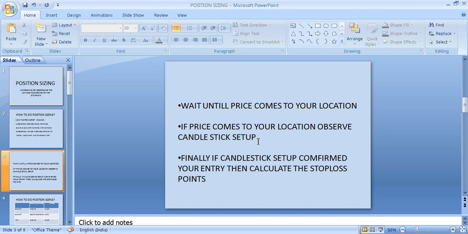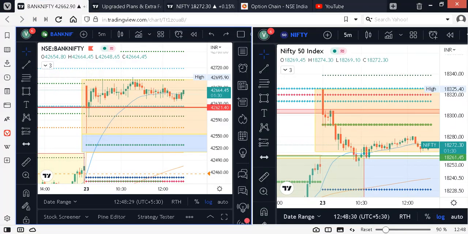You have to think like this: you can enter here after the close of this candle. So this is called a candlestick setup. You have to know about some candlestick setups that are really high probability, and if you mix your setup with candlestick setups, this is the final confirmation. Now the next thing you have to do is, if the candlestick setup confirmed your entry, then calculate the stop loss points. I am going to take you to my charts, because explaining such things orally is not enough.